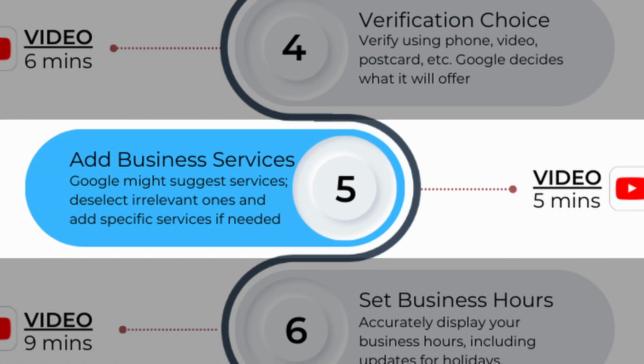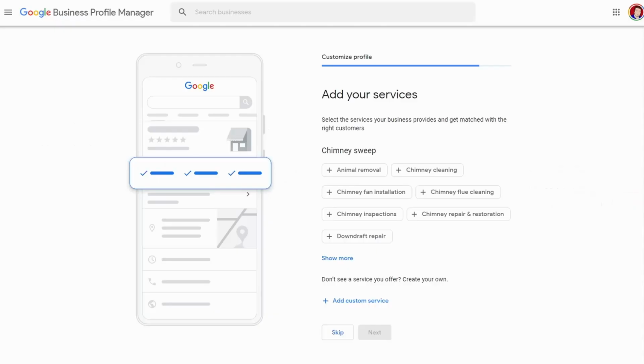So now we come on to adding your business services, number 5. And this is where Google might suggest some common services it thinks may apply to you. So the tip here is to just add some services that are applicable.